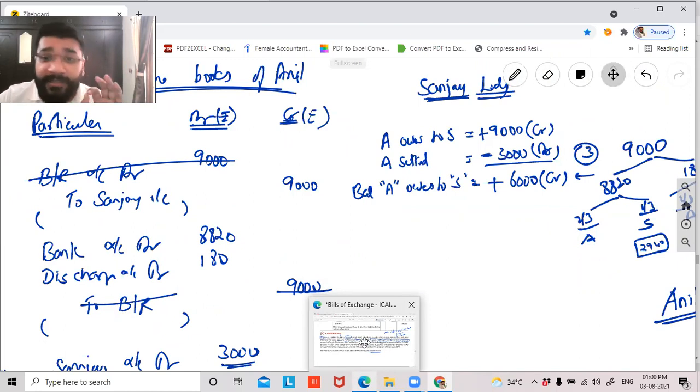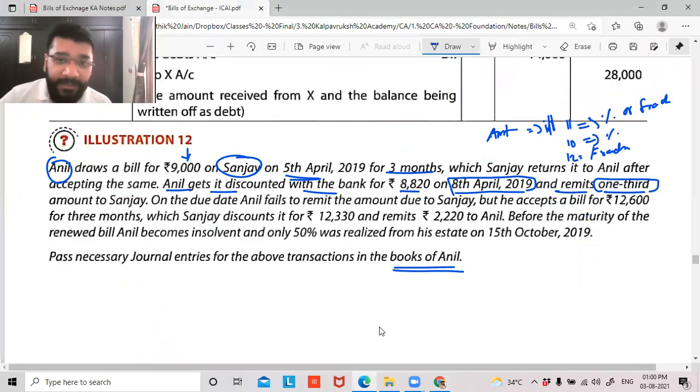On the due date, this balance 6,000 rupees, Anil should have paid on the due date, and this 6,000 plus 3,000 which Sanjay is already having, put together, Sanjay would have paid to the banker. But did it happen? Let's see. On the due date, Anil fails to remit the amount. He is not paying that 6,000 rupees. He's not giving the amount due to Sanjay. How much is the amount due to Sanjay? 6,000 rupees.